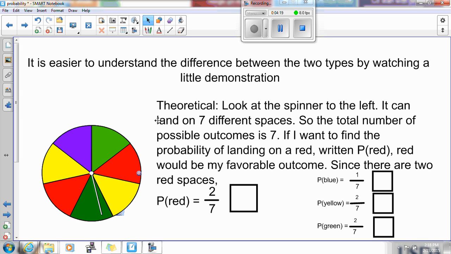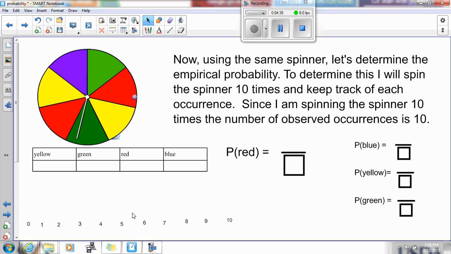This is theoretical probability. We didn't ever spin this to find out our probabilities. We simply used the diagram itself to figure out our probabilities. Now we're going to do empirical probability, which, remember, is also sometimes called experimental. So that lets you know you're doing an experiment. What we're actually going to do is spin the spinner 10 times and keep track of what we get in this handy little chart here.